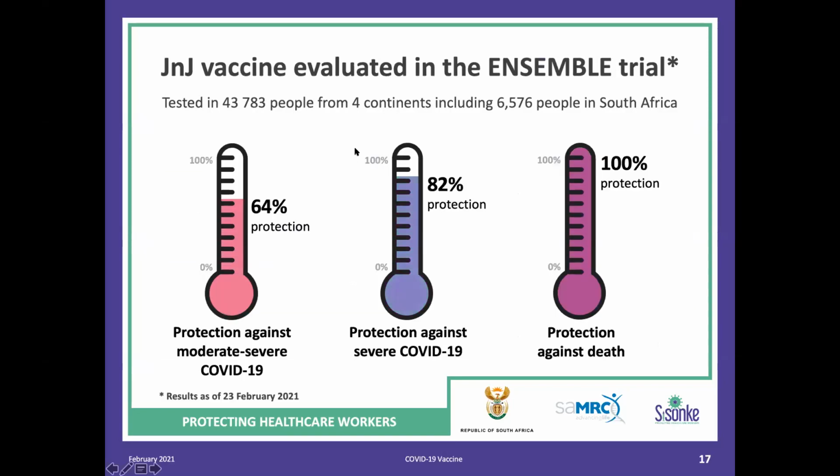This is the summary then of the Ensemble trial results. It was tested in 43,000 people over 4 continents, including 6,500 participants in South Africa. It has an overall vaccine effectiveness or protection of 64%. But what is really important is that there is an overall protection against severe disease at 82%, and protection against death at 100%. This 82%, I think, has risen in the final publication to 85%.